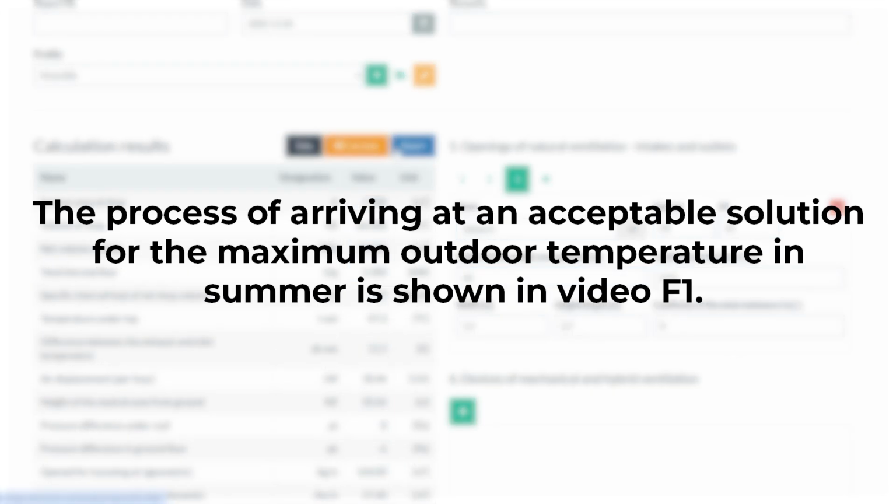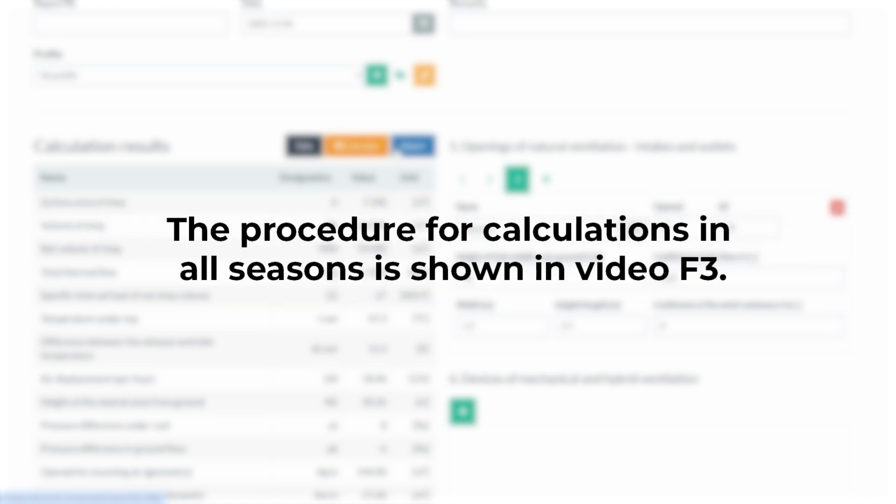The process of arriving at an acceptable solution for the maximum outdoor temperature in summer is shown in video F1. The procedure for calculations in all seasons is shown in video F3.